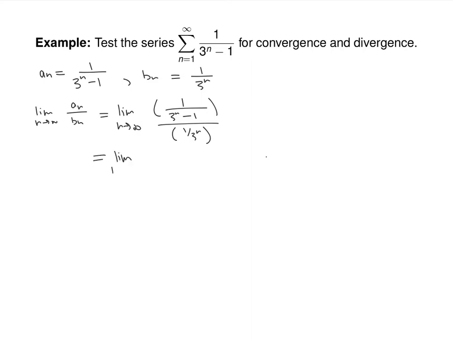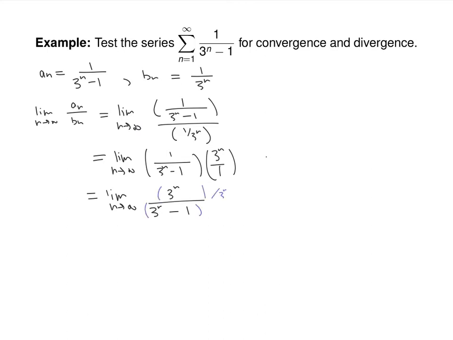So we have the limit as n goes to infinity, 1 over 3 to the n minus 1 times 3 to the n over 1, which simplifies a little bit more to the limit as n goes to infinity, 3 to the n over 3 to the n minus 1. And you could either L'Hopital rule this, or you could divide the numerator and denominator by 3 to the n. Either way works. You get the limit as n goes to infinity of 1 over 1 minus 1 over 3 to the n, which is 1.